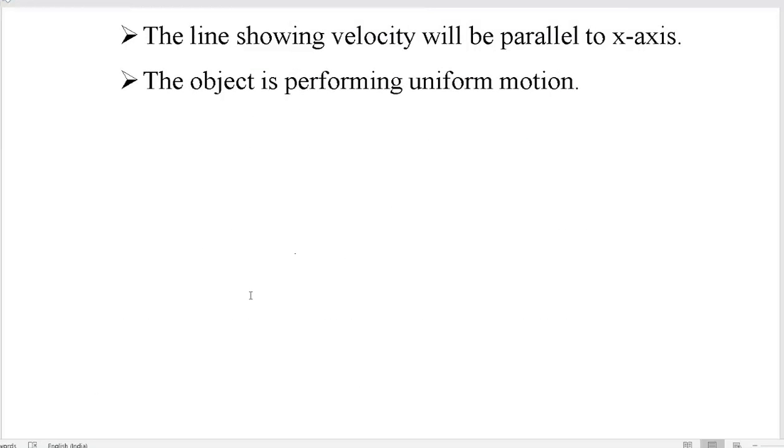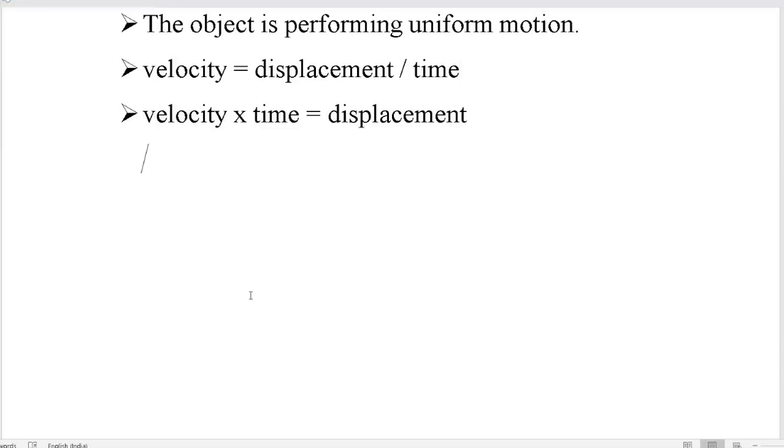Now, from the same graph, we can also find out the distance moved by the object in time. So, we know that velocity is equal to displacement upon time. Now, how can we find out the displacement from this? From this we can say that the product of velocity and time gives displacement, by just changing the side of the time. So, we get velocity into time is equal to displacement.